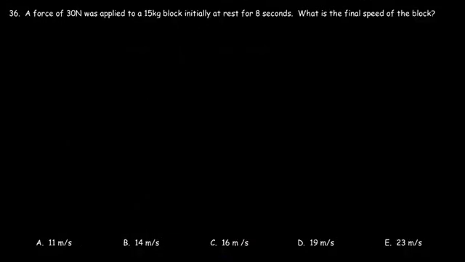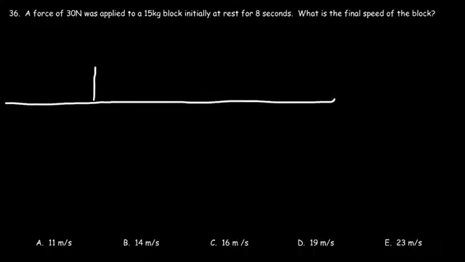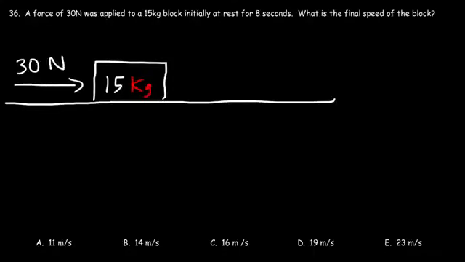36. A force of 30 newtons was applied to a 15 kilogram block initially at rest for 8 seconds. What is the final speed of the block? So let's draw a picture. And here's the block. It's a 15 kilogram mass. And we're going to apply a force of 30 newtons to it. And this force will be applied for 8 seconds. So how can we calculate the final speed? Now we know that the initial speed is 0. So what can we do?